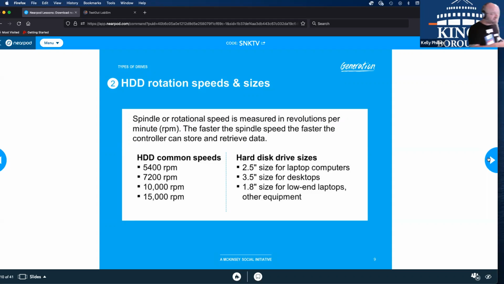You mostly need to have an idea. The faster the RPMs, the faster the information can be written and read from the drive. So the slower the RPMs, the slower the data is going to flow. The faster the RPMs, the faster the data is going to flow. That's the basic takeaway from this slide. And it is calculated in RPMs, or revolutions per minute.